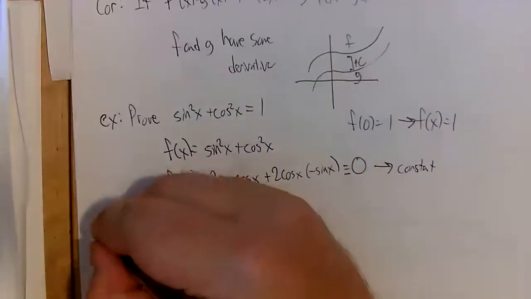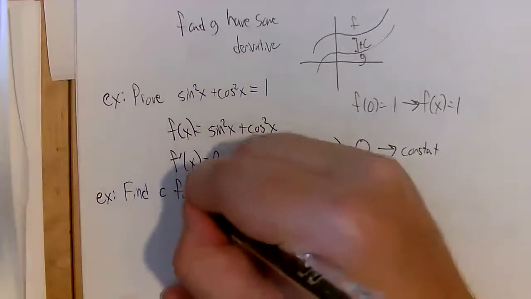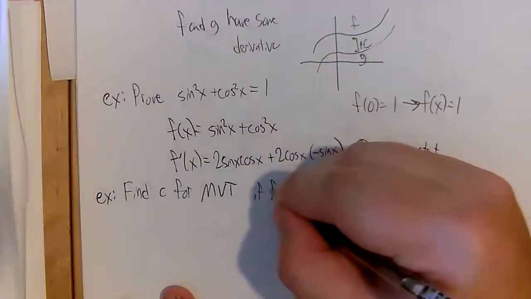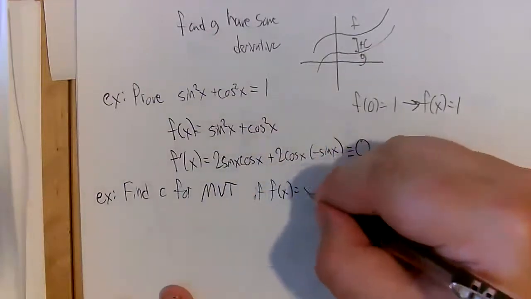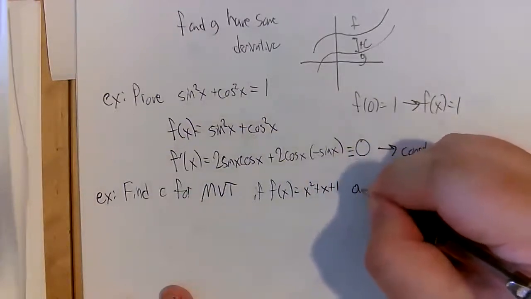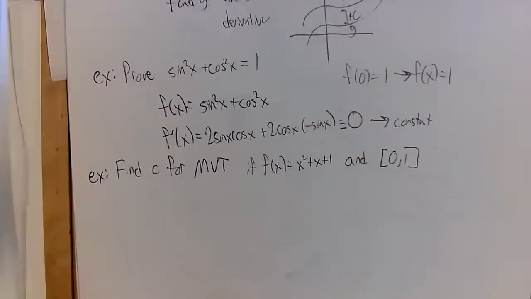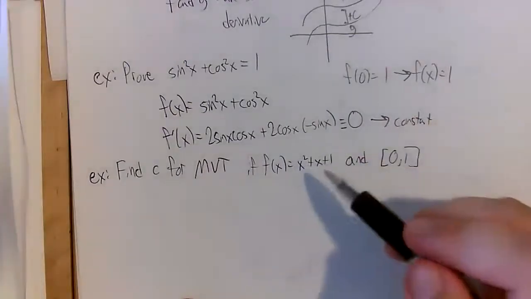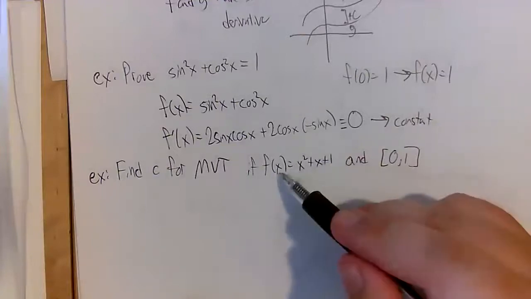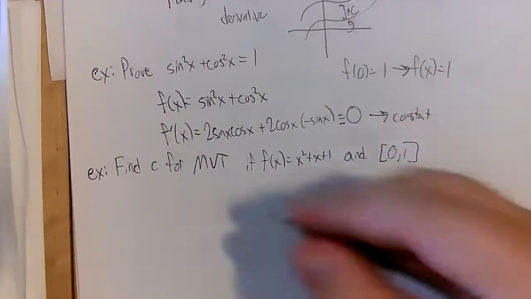Here's another example. You may find a lot of this on your homework. Find c for the mean value theorem if f of x is x squared plus x plus 1, and we have the interval 0, 1. All right, so let's see what the mean value theorem says about this. First of all, we need to make sure that the mean value theorem applies. f is continuous because it's a polynomial, and f is also differentiable because it's a polynomial. So we know we could use the mean value theorem here.